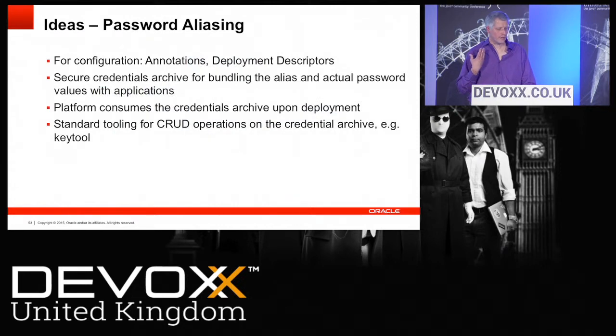So generally, again, this is for annotations and deployment descriptors. We would standardize a secure credentials archive for bundling the alias and the actual password values with applications. The platform would then consume that credential archive upon deployment. And you would manipulate that credential store the way you manipulate JKS files. There would probably be a keytool update that would be able to read this sort of file and allow you to change and update the credentials.